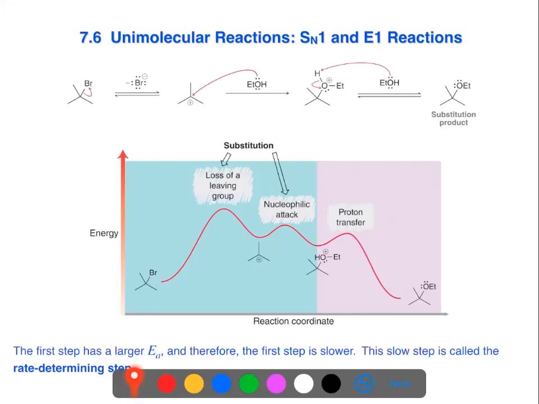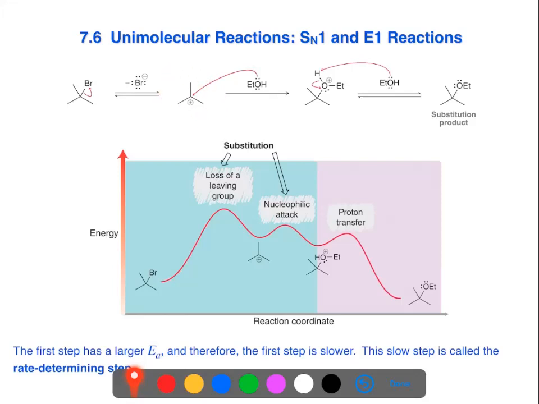Let's look at a more specific example of the SN1 reaction. So again, starting with a tertiary alkyl halide. So we have this tertiary butyl bromide. The first step in the mechanism is the formation of the carbocation.